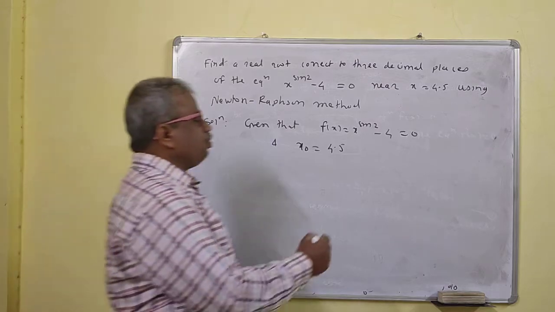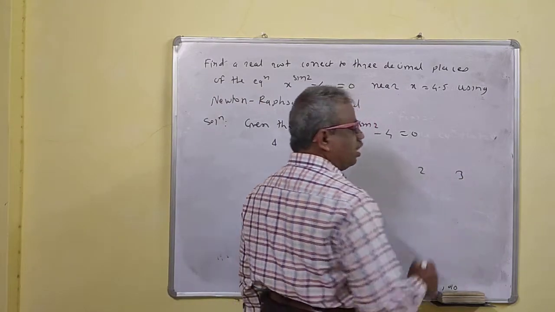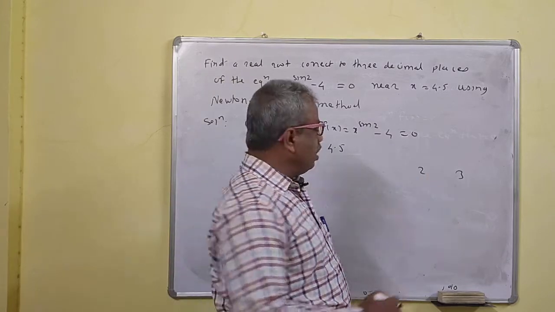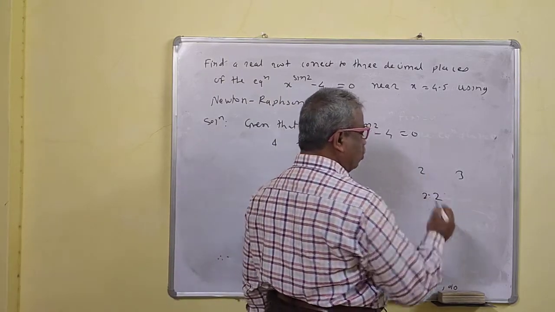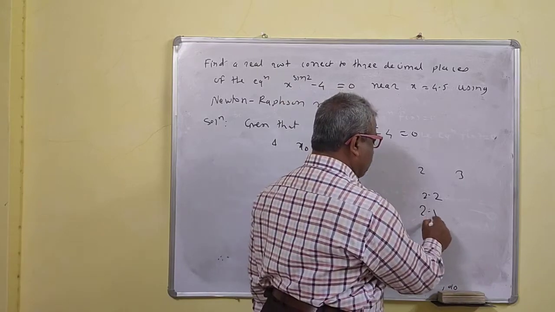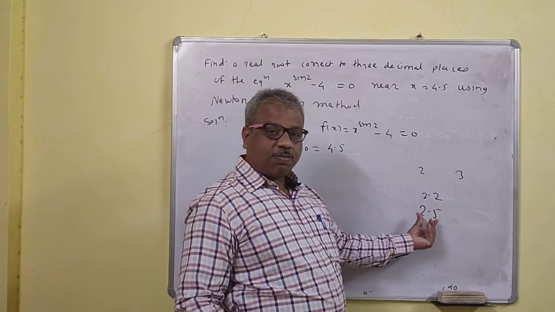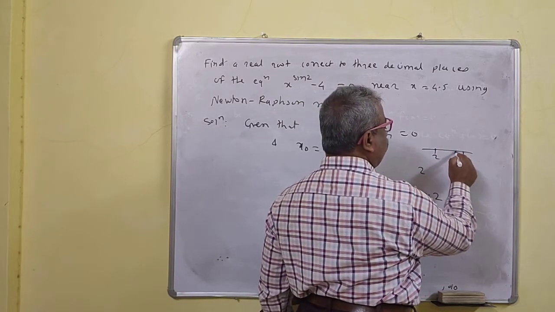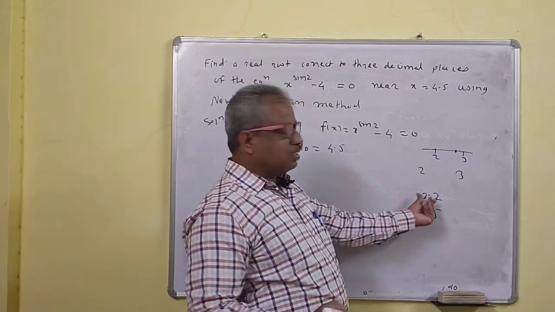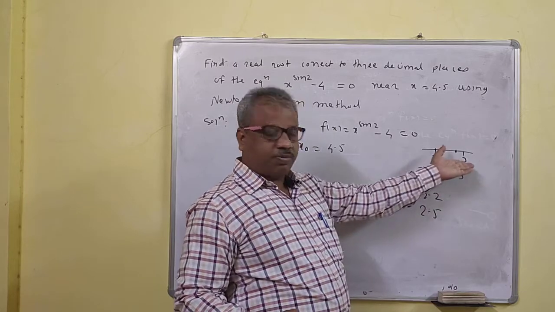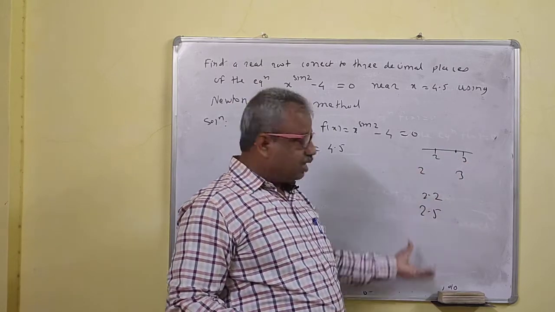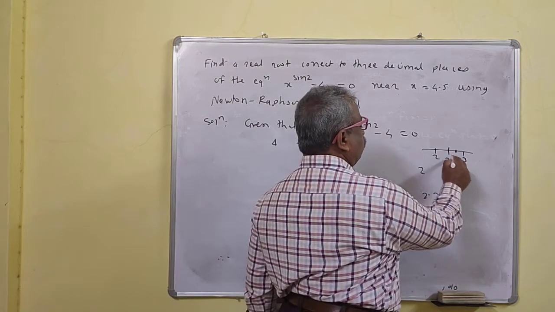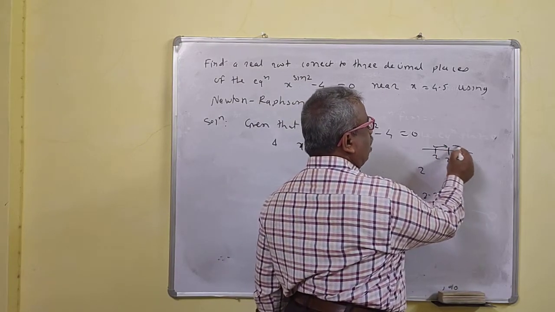Now if you know your root lies between 2 and 3, you may start from 2.2 or you may start from 2.5. But it is better to start from 2.5, because this is 2 and this is 3. If your root is near to this and you are starting from 2.2, then you have to do more iterations to reach this point. So it is better to take 2.5. The root may be here or may be here.